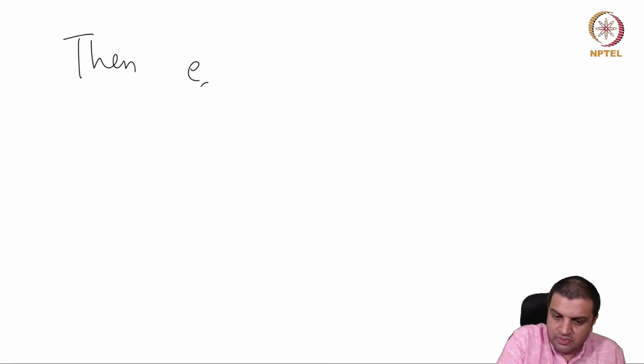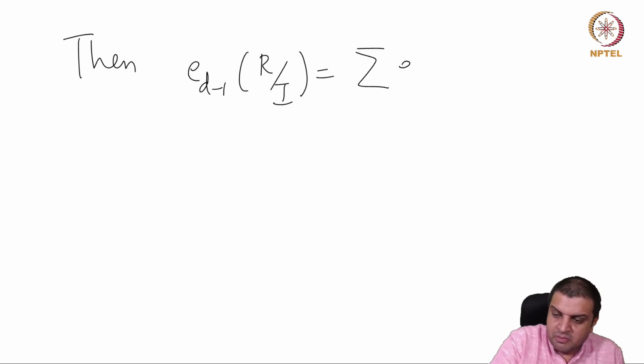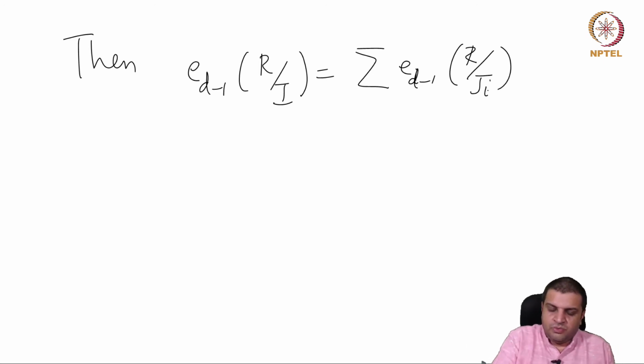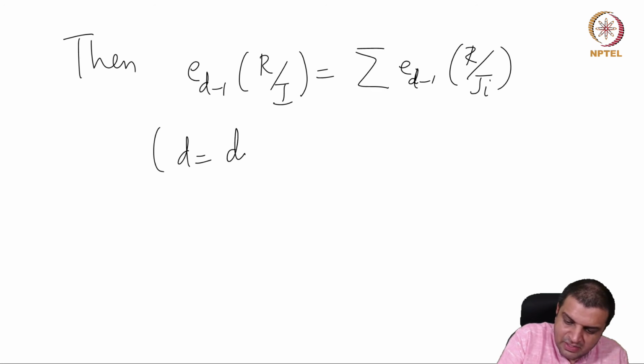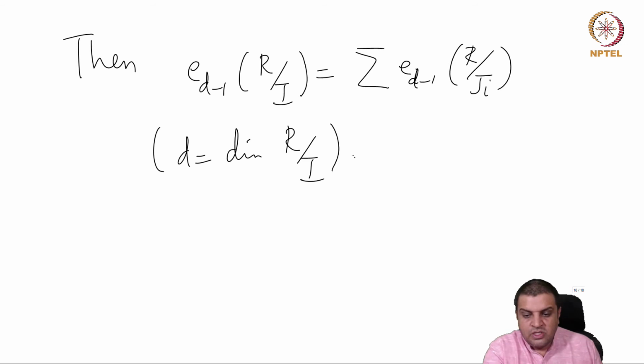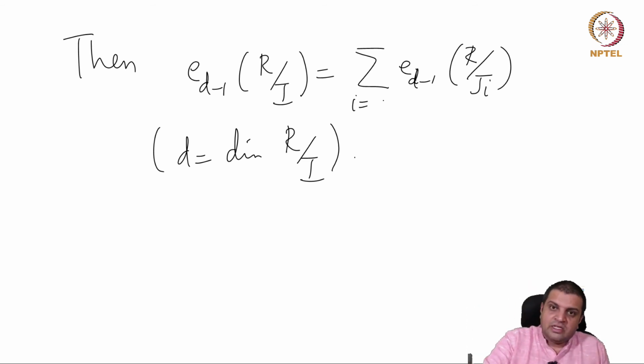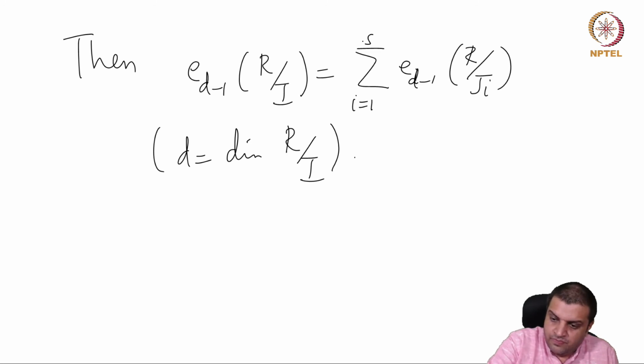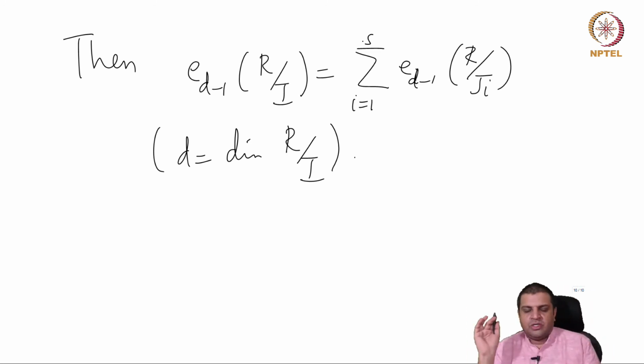the multiplicity of R mod I is the sum of the multiplicities of R mod J_i's. d here is the dimension of R mod I. Okay. The multiplicity of R mod I is the sum of the multiplicities of the R mod J_i's, where those are the primary components for the associated primes of maximum dimension. Okay. The other ones don't count in this calculation at all.